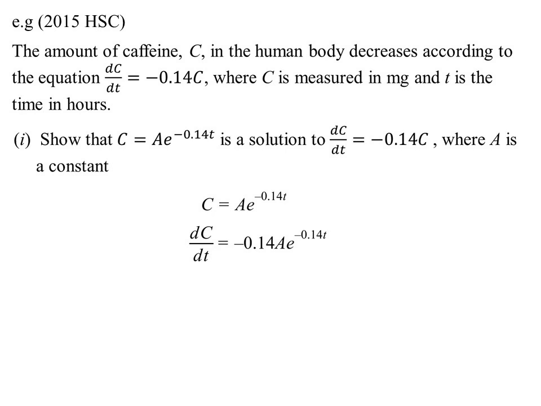Differentiate our exponentials, what we saw was we differentiate the power. It's just negative 0.14. So we end up with negative 0.14 Ae to the minus 0.14t, but that is minus 0.14 times what C is. So yes, it is a solution to this differential equation.